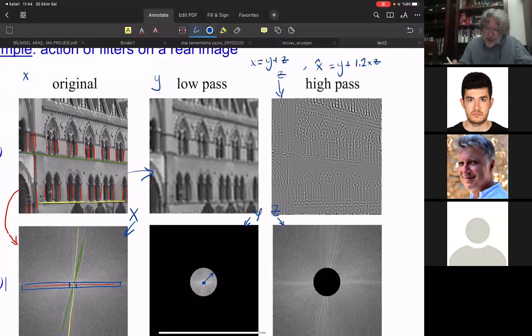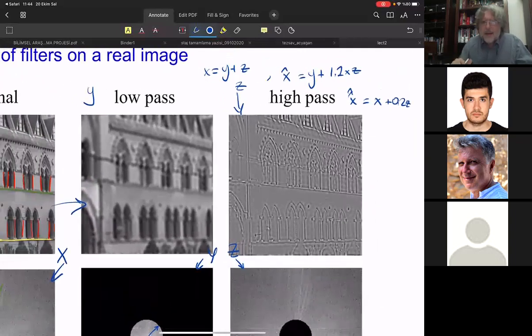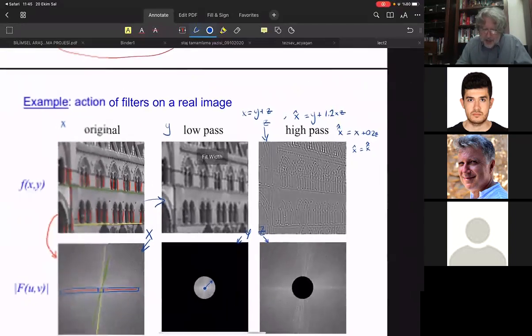Or on top of the original X, you can make a perturbation like this. X double hat is equal to X plus 0.2 Z. So x double hat is like this, and I can say that x hat is equal to x double hat. So you can either add some small portion of the high pass version to the original, or you may increase the high pass version and emphasize it more than the low pass version and then combine them together to come up with a sharper looking image. Okay, that's how you obtain sharper images.